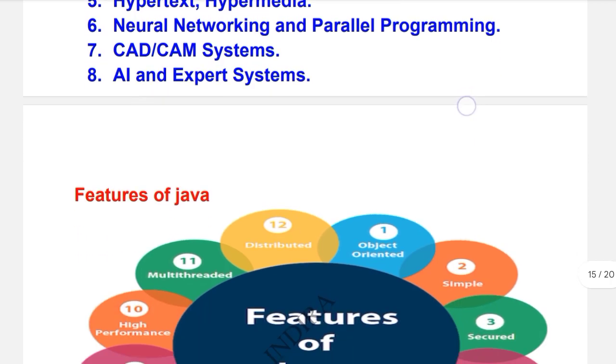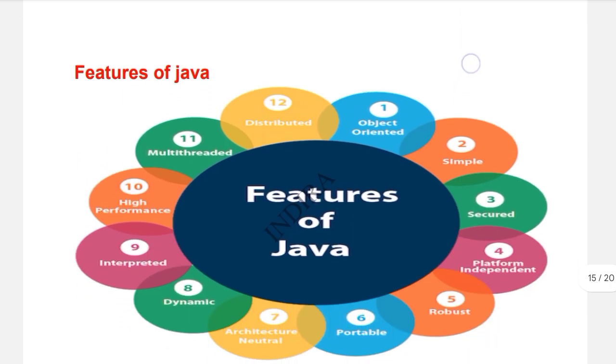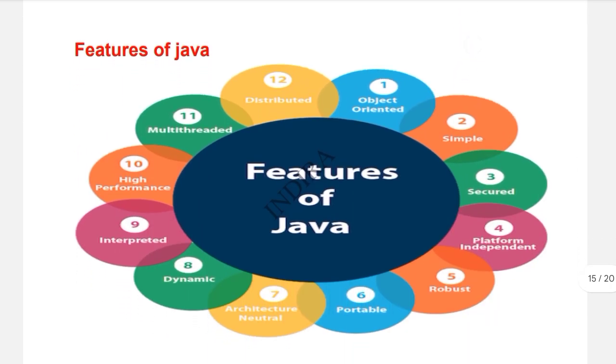Our next topic is features of Java. Carefully observe this graphical representation of the features of Java. In this graphical representation, it consists of nearly 12 points, that means 12 features of Java. So let's discuss all these 12 features of Java.